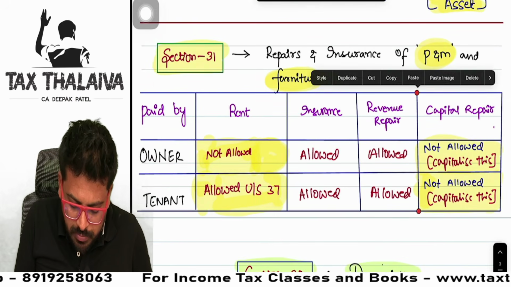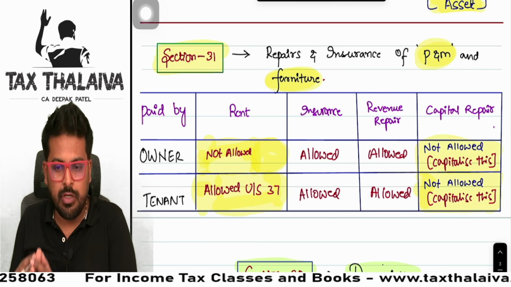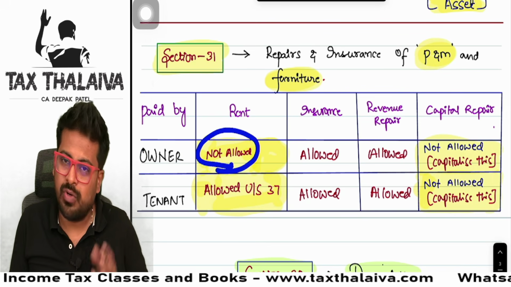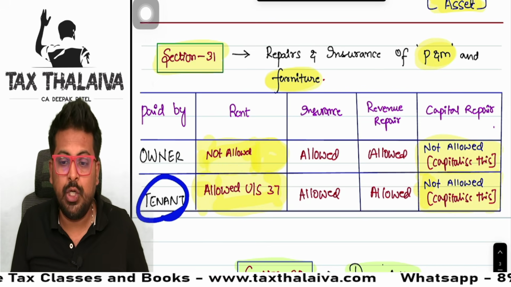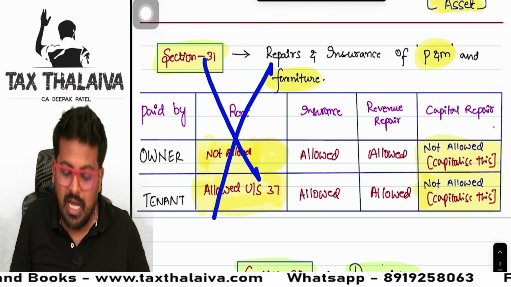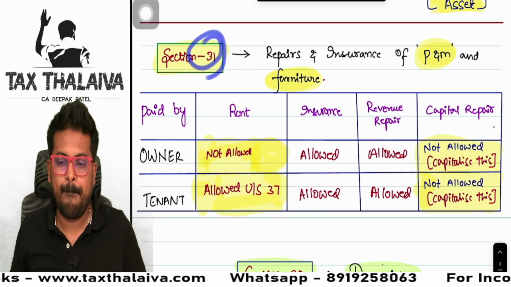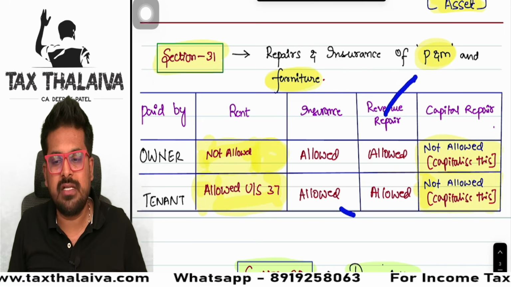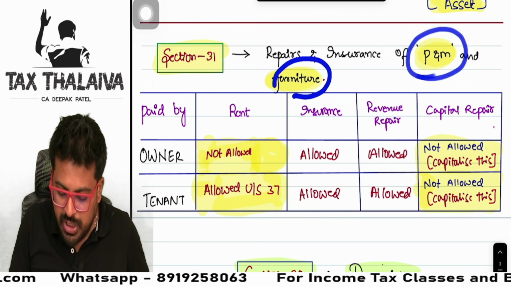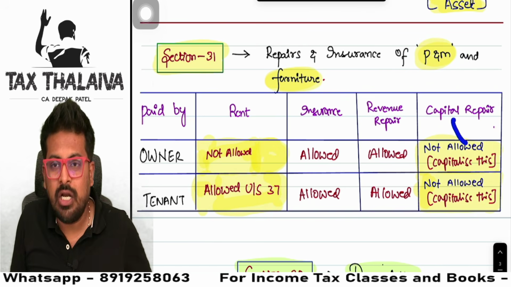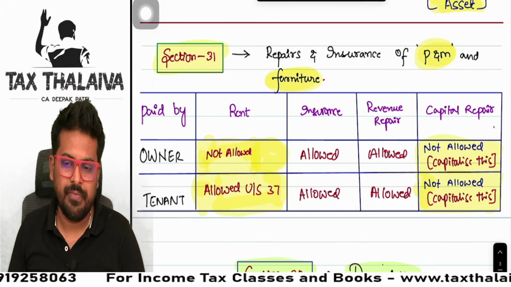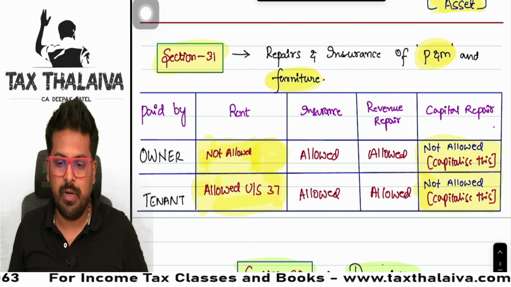If you are the owner of a building which you are using for your business purpose, and of course you are paying rent, of course it is not allowed, but if you are a tenant, I told you it will be allowed under the general deduction section, under section 37. We will not allow it under section 31. And insurance and revenue repairs are of course allowed, but capital repairs in plant and machinery and furniture are not allowed. Of course you have to capitalize that and you can claim depreciation on that. Same provision as the earlier one.